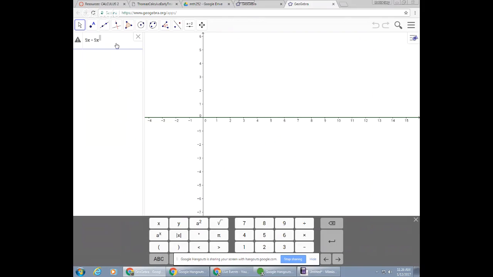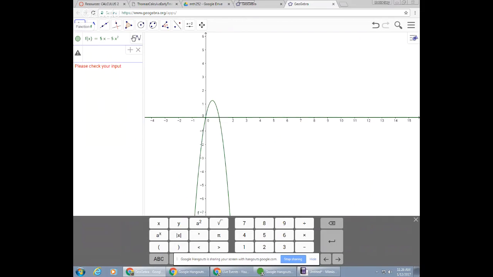Squared. Uh-oh, I broke GeoGebra. Come on, you can do it. Interesting. Come on, show me a graph. I don't really want to graph this by hand, but I will if I have to. Oh, there we go. 5x to the second. There it is. And we're going from 0 to 1.